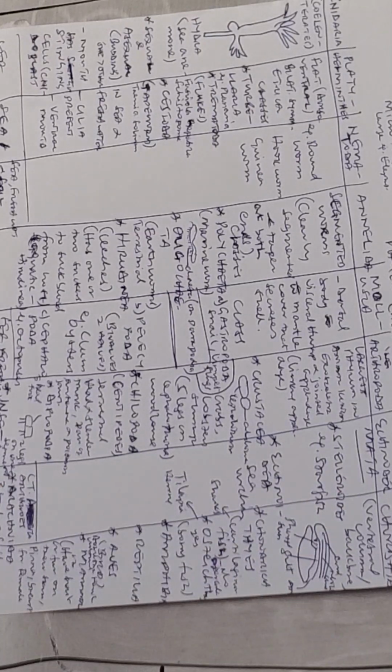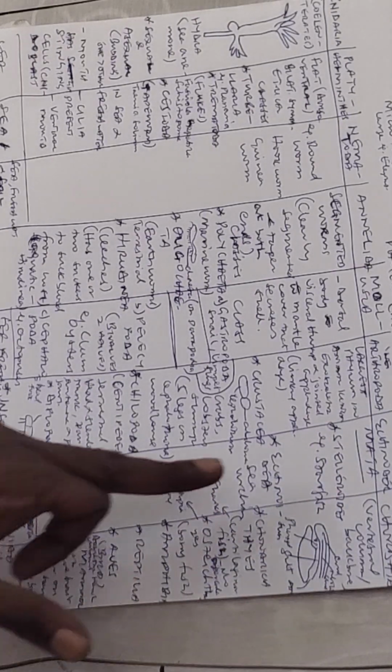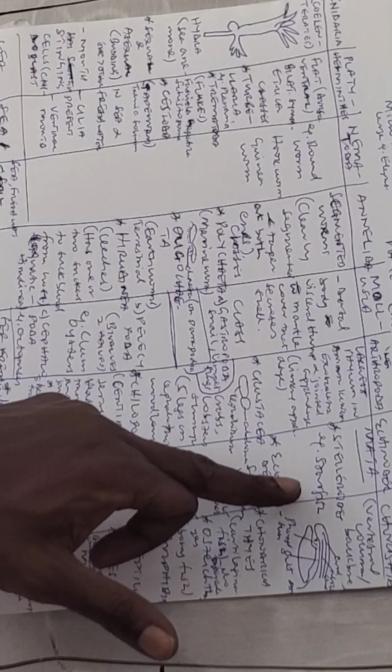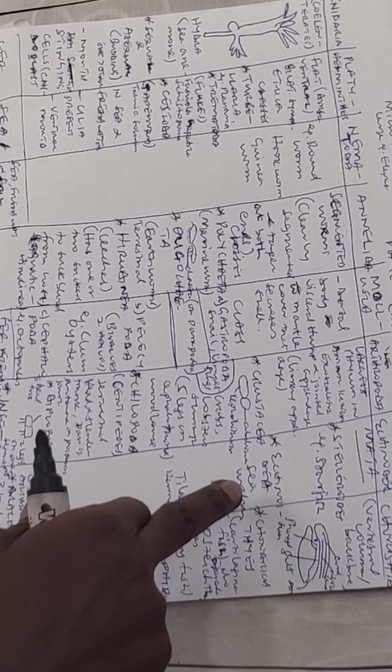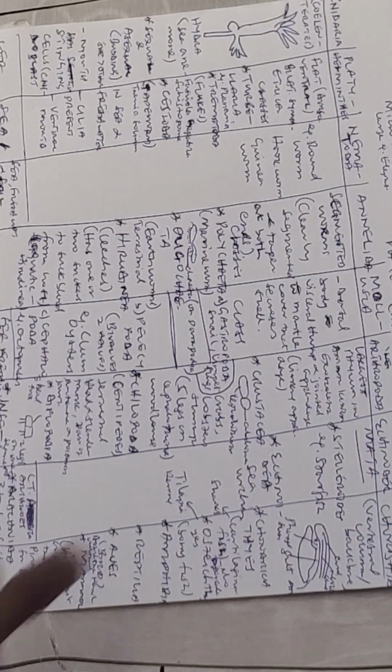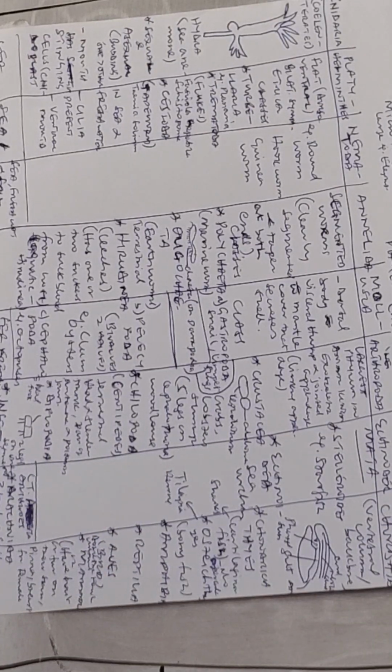Then we have the echinodermata. So echinodermata, we have the asteroids, that's the starfish. Then we have the echinoidea, that's the sea urchins, an example of echinodermata.